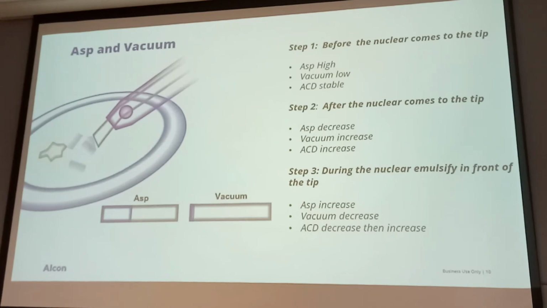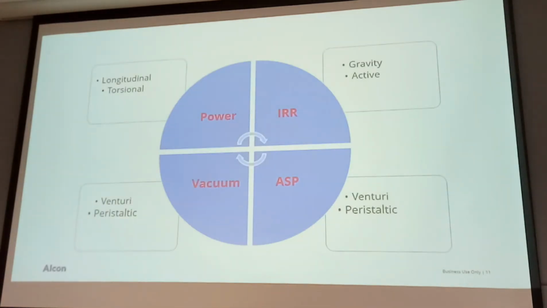There's also another pump in the market, which we call the Venturi pump. The Venturi pump is the opposite. The Venturi pump only controls the vacuum. They do not control the flow. Their sensor is sensing the vacuum, not sensing the flow. The peristaltic pump is sensing both the aspiration and the vacuum.